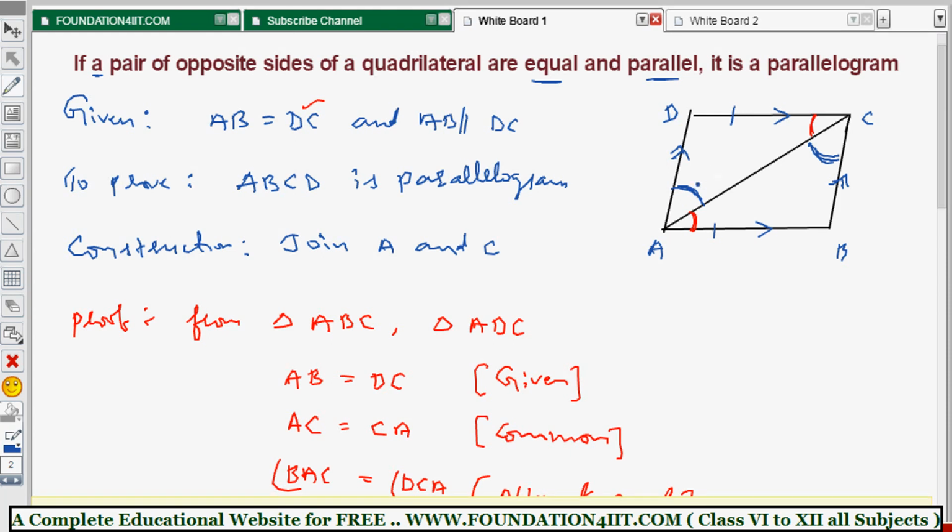And if the diagonals of a rectangle are equal, then they bisect each other. So one more theorem I will prove. This was for the parallelogram. Next I'll explain some other theorem about diagonals in a rectangle. So let's see that also now.